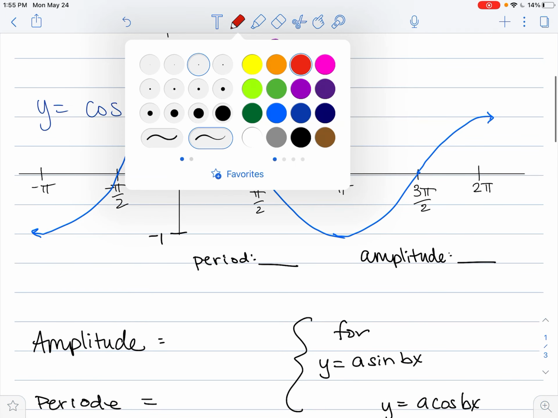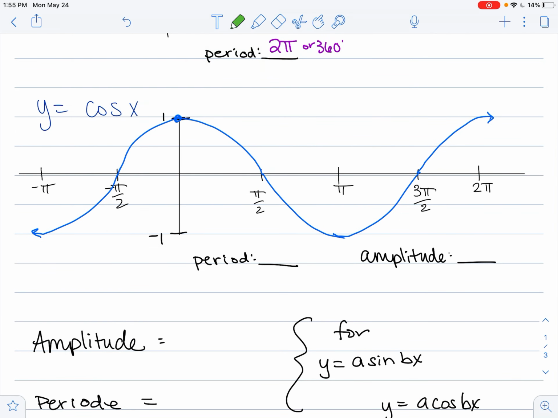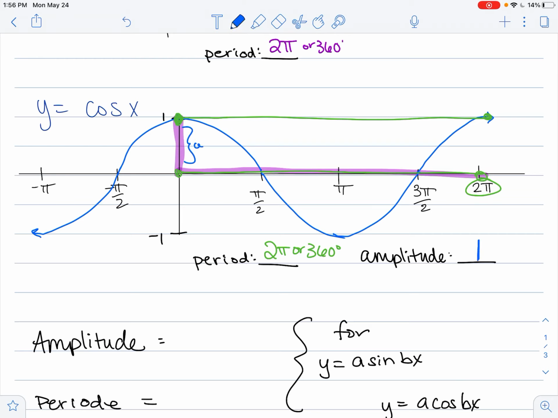Let's talk about cosine. The period of the cosine, again, if we're starting here, we want to know when it gets back to that point to start the cycle over again. We know it hits that point again right here. And that distance from here to here is 2 pi, or you could say 360 degrees. And then the amplitude is the same as sine, where we go from that midline to the peak, which we know is 1. So this is our amplitude.